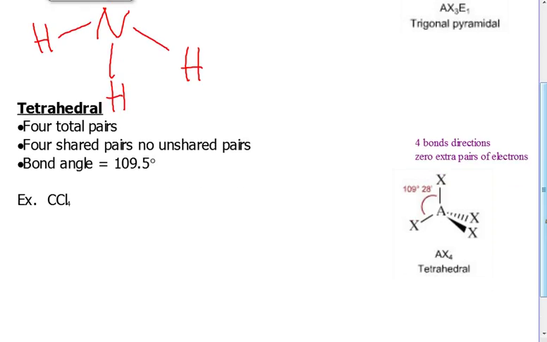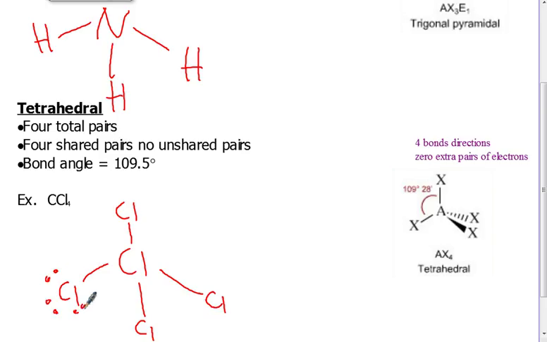And then our last shape, tetrahedral. Tetra means 4. Has anyone ever played the game Tetris? Yes, right? Tetris, each object has how many squares in it?